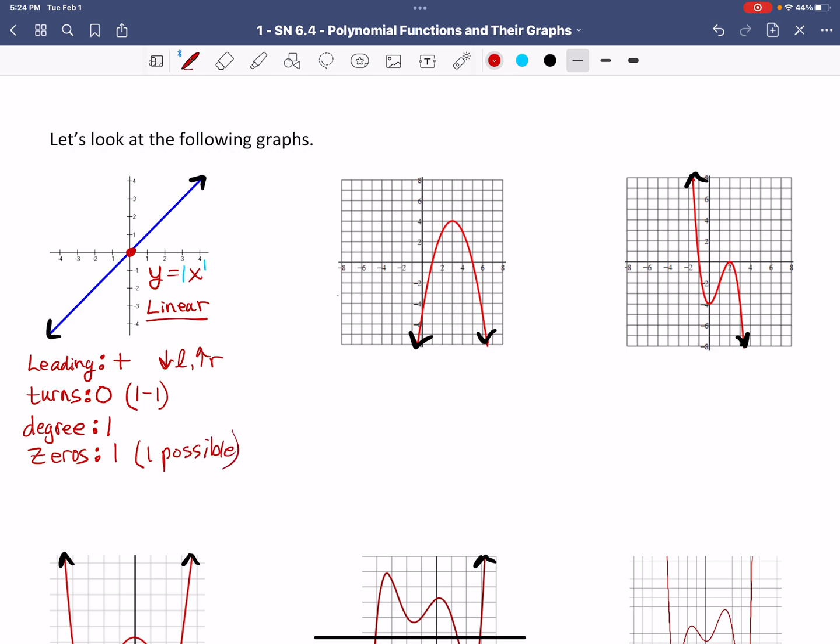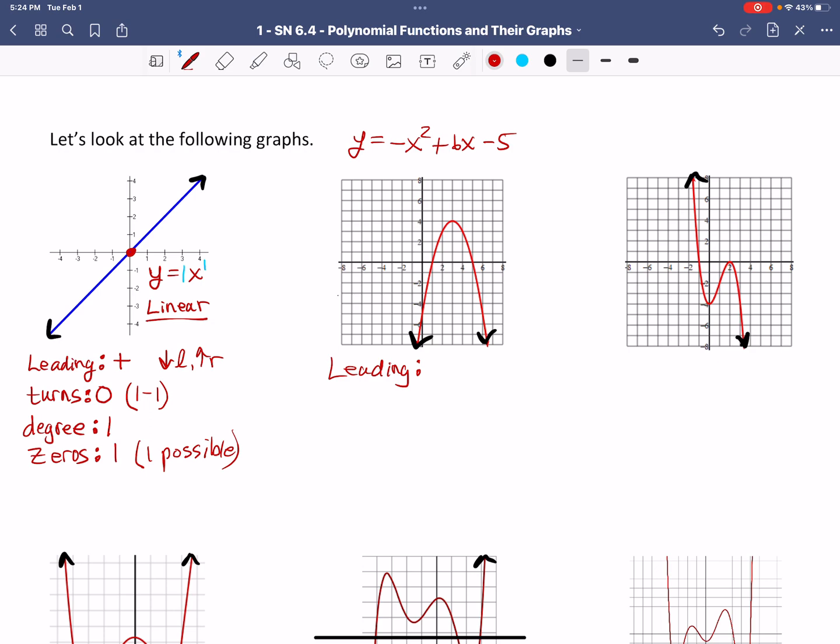All right, let's go to number 2. Leading coefficient. Okay, before I finish that off, let me give you the equation. Y equals negative x squared plus 6x minus 5. That's the equation for that graph.